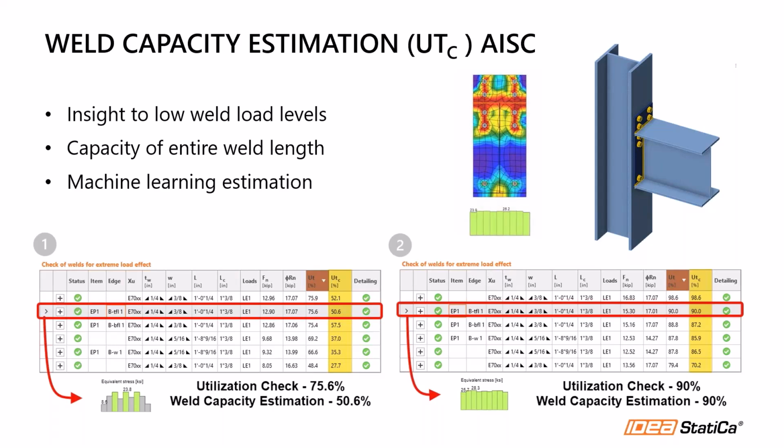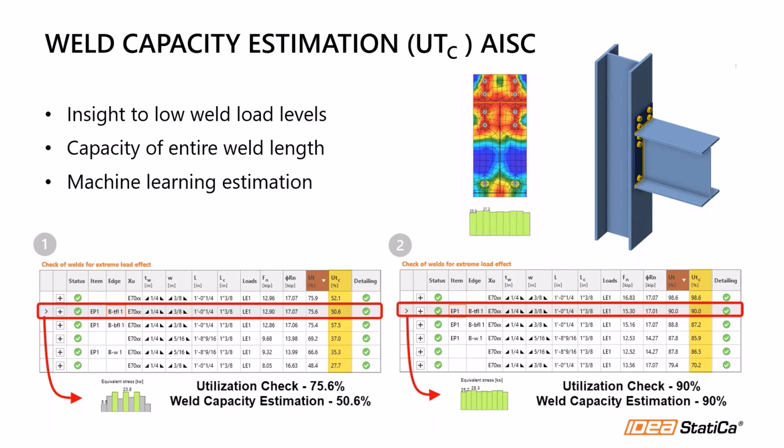Traditionally, this estimation was not available, and only the utilization at the most stressed element in the entire weld length was used for the code check. As you can see in the first image, a 75% utilization check only corresponds to about 50% of the entire weld capacity. This can sometimes lead to false assumptions, and this is why IDEA StatiCa has now added the weld capacity estimation feature. This additional piece of information has been requested by many before, and it's now here to provide those additional insights to our users.